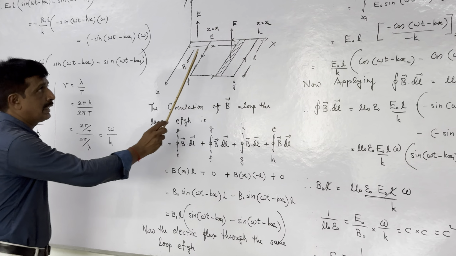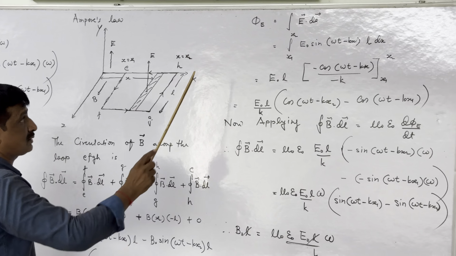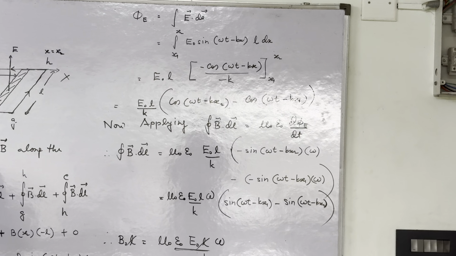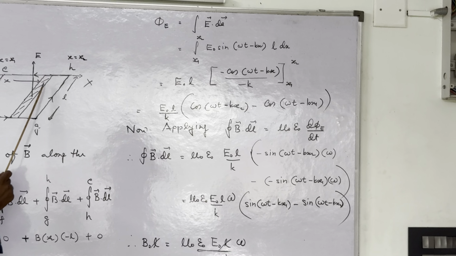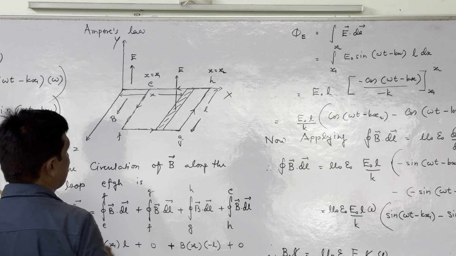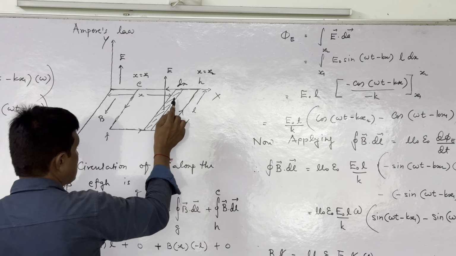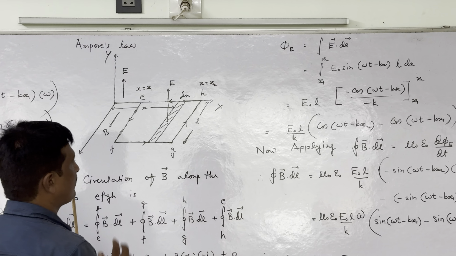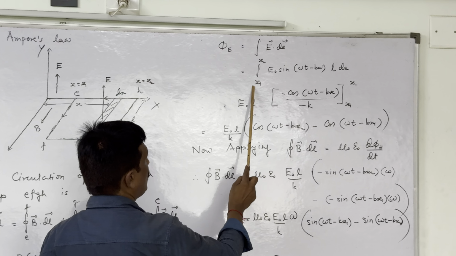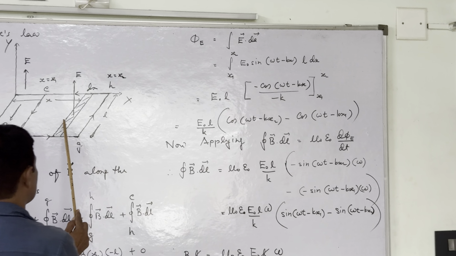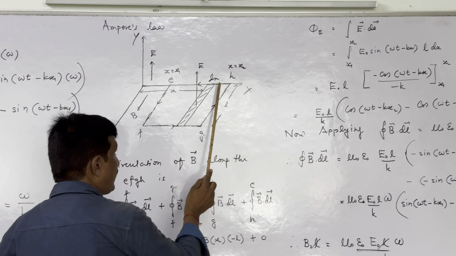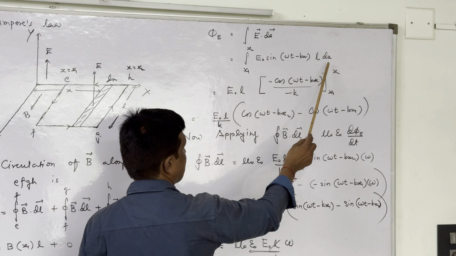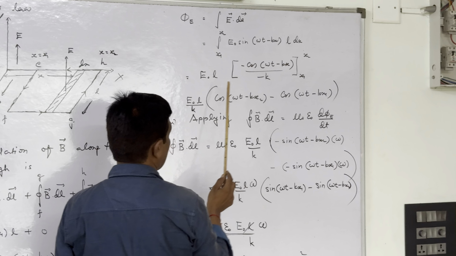Now for the same loop, what about the electric flux? We know that electric flux is E dot dA. For this, we have taken a small rectangular element having width dx at a distance of x. The area vector is in the y direction and the field is also in the y direction, so the angle between them is 0. We have to consider all such strips to find the total electric flux. So the integral from x1 to x2 of E naught sin(omega t minus kx) into L dx, the small area element.